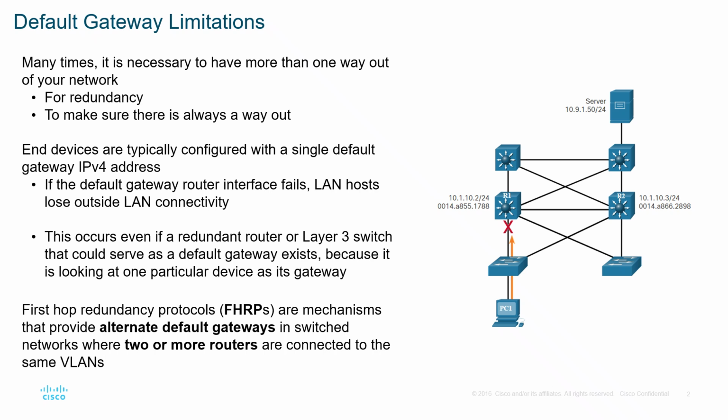End devices are typically configured with a single default gateway IP address, as you know. But if the default gateway router interface fails, then LAN hosts lose outside LAN connectivity altogether. This occurs even if a redundant router or layer 3 switch that could serve as a default gateway exists, because it is looking for one particular device as its gateway, because we have defined it as such when we did our configurations. So first hop redundancy protocols are mechanisms that provide alternate default gateways in switched networks where two or more routers are connected to the same VLANs.